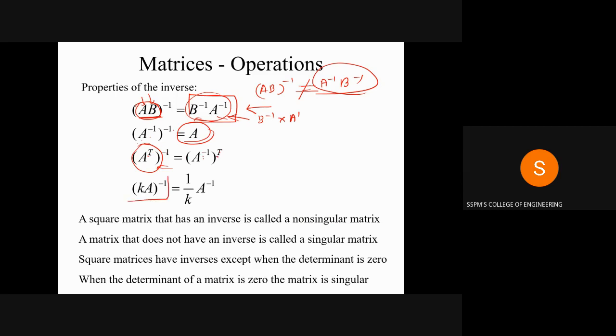So if a matrix is multiplied by a scalar k, and you have to find the inverse of this matrix, you can just simply find the inverse of that matrix, and then divide that matrix inverse by that scalar k. You don't have to multiply that matrix and then find the inverse. You just find the inverse of that matrix and then divide the whole matrix by k. You will get the same answer.